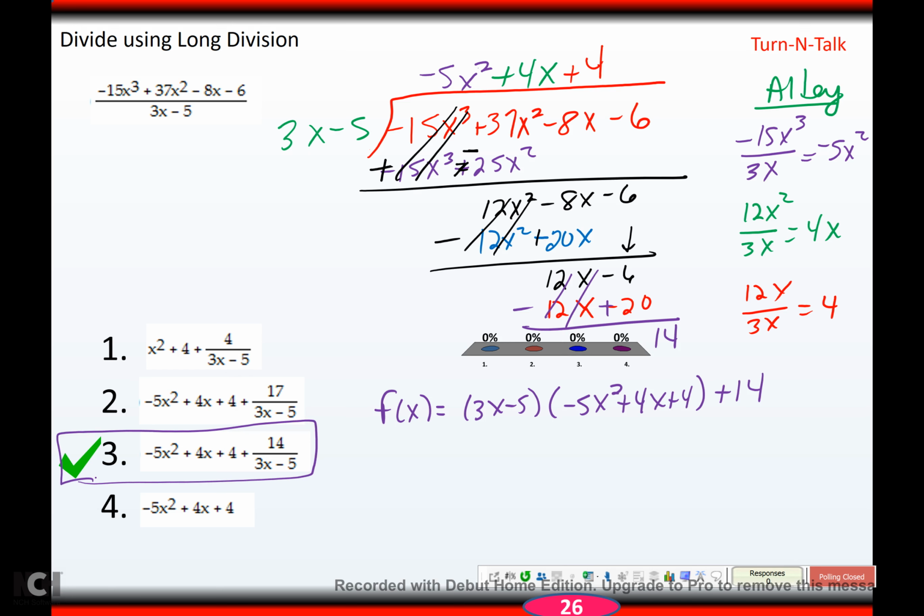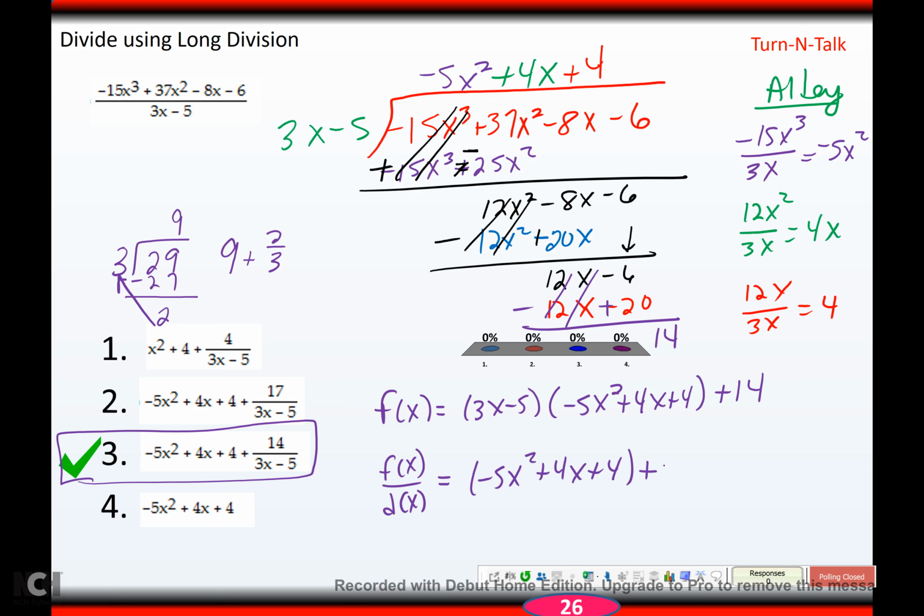This is what we call fraction form. It's the same as, remember when in the original I did, 329 went 9 times, take away 27 was remainder 2? You remember when we could also write the answer as 9 and 2/3? Because you took your remainder and put it over your divisor. That's all they're doing. You can write f of x divided by d of x is my quotient, negative 5x squared plus 4x plus 4, plus my remainder over my divisor. It's just a different form of writing it.